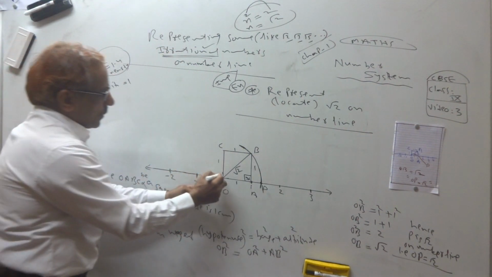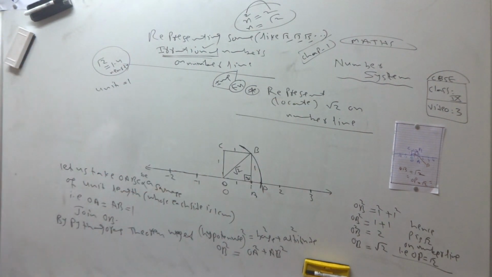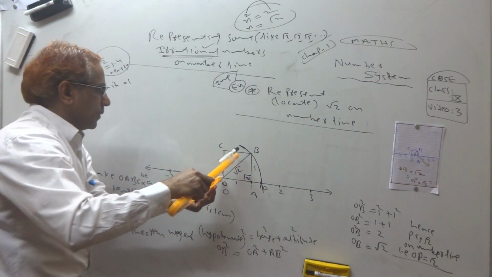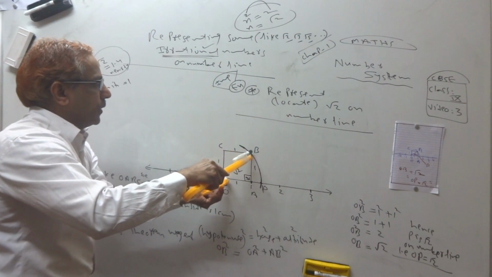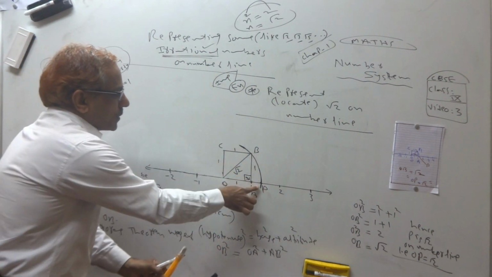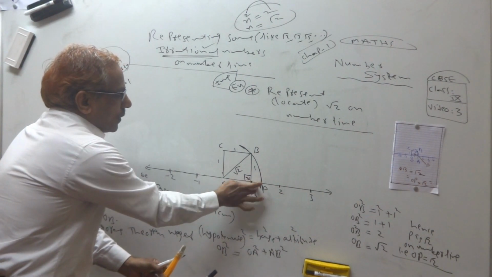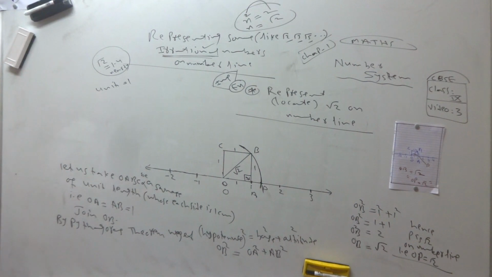Now OB is root 2, right? We need root 2 on the number line. So what do we do now? We take O as center and OB, root 2, as radius, and draw an arc. Where this arc meets the number line is P, and that P is the answer. OP is root 2, or P is root 2.